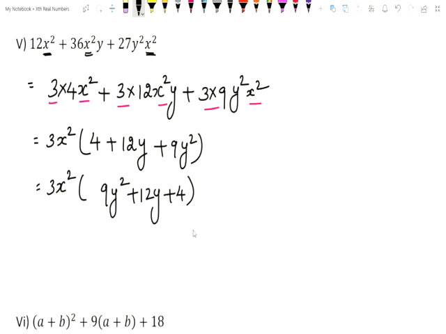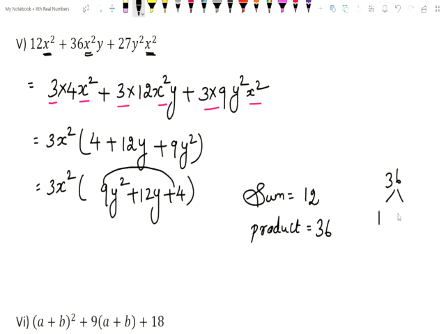In this, sum equal to 12, product equal to the multiplication of the constant and the coefficient of y square. So 9 4s are 36. Here both are positive only. Write the factors of 36: 1 into 36, 2 into 18, 3 12s are 36, 4 9s are 36, 6 6s are 36.